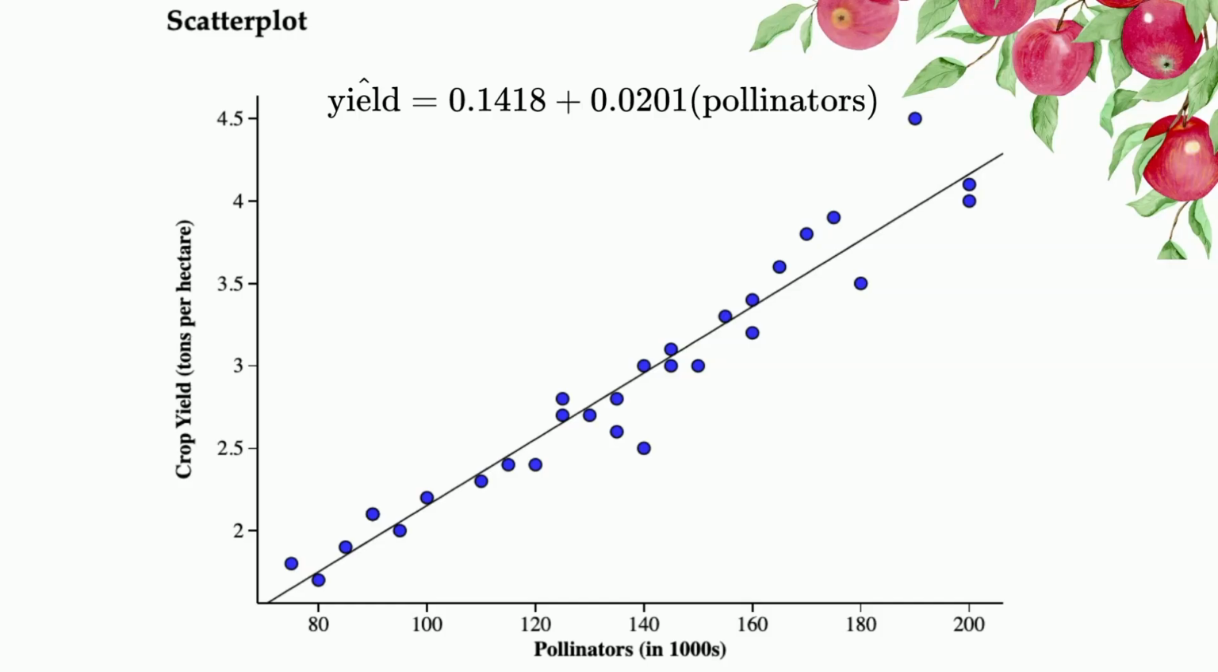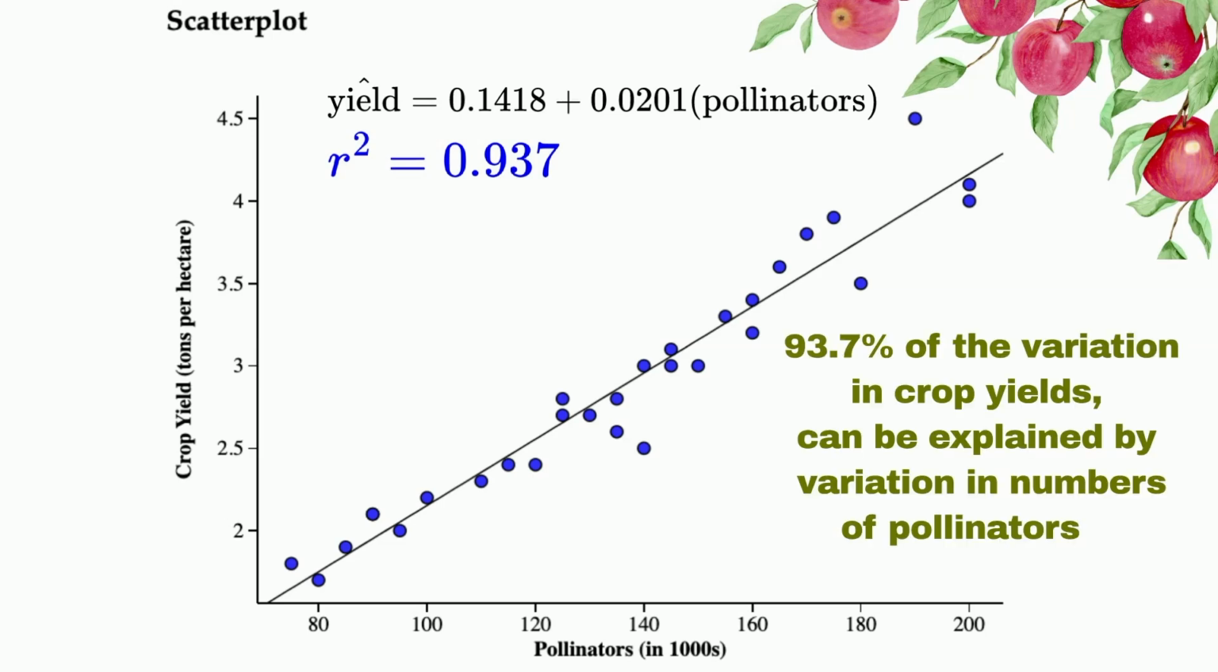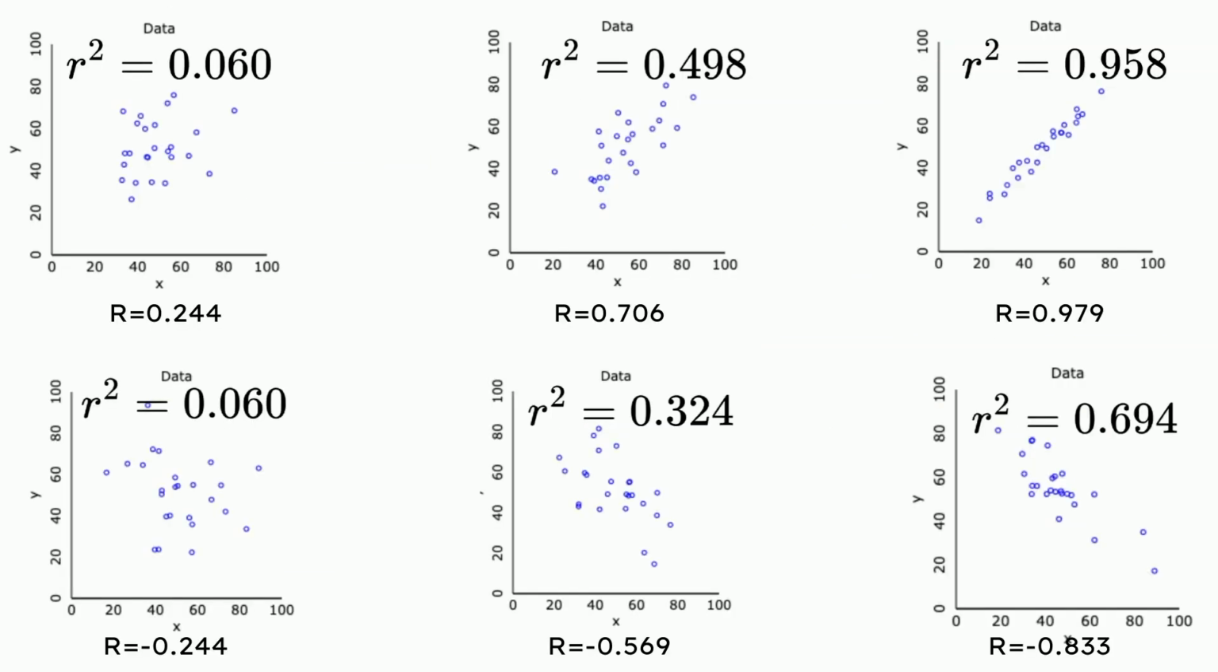In our example of pollinators and crop yields, we have a coefficient of determination of r squared equal to 0.937. This means that 93.7% of the variation in crop yields can be explained by variations in numbers of pollinators. A higher r squared value means a better fit of the model to the data.